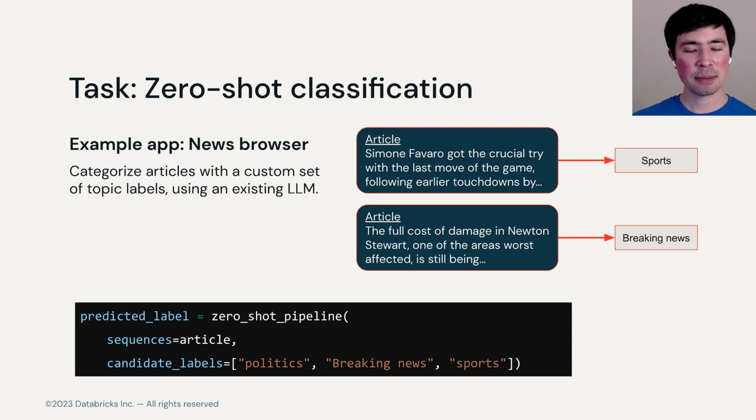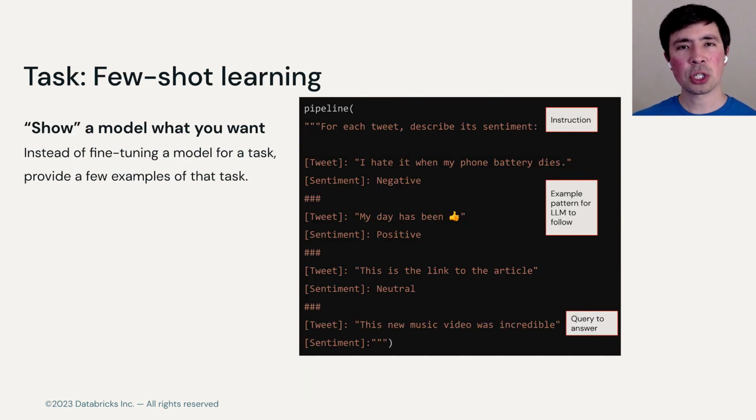Really useful task. The next one, few-shot learning, is very general, and I'd almost call it a technique rather than a task. In this example, you show the model what you want through examples. So instead of fine-tuning a model for a specific task, you provide a few examples of doing that task. And an LLM, which is powerful enough, can often sort of learn on the fly what you want to do.